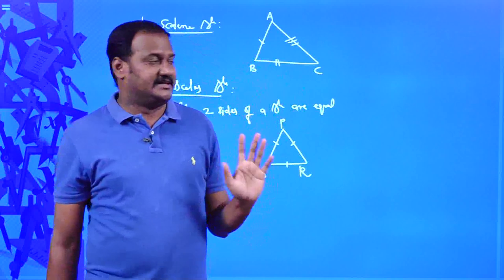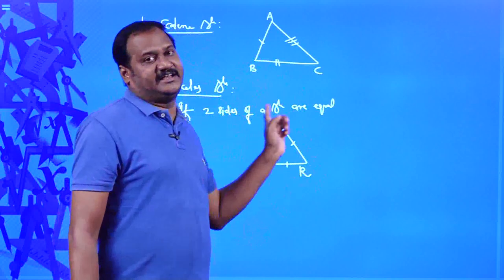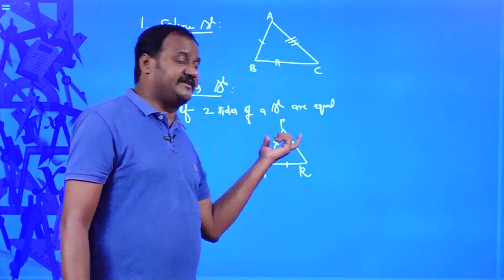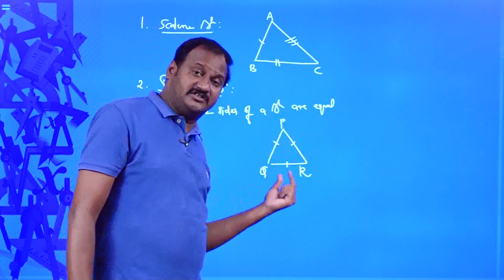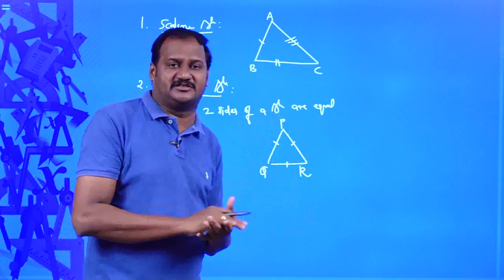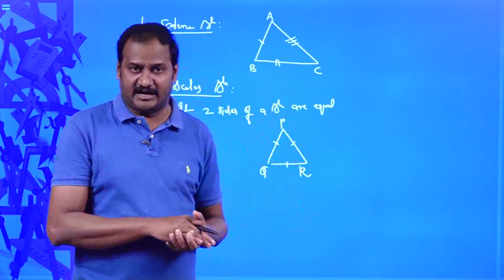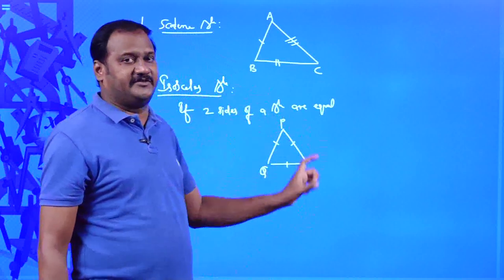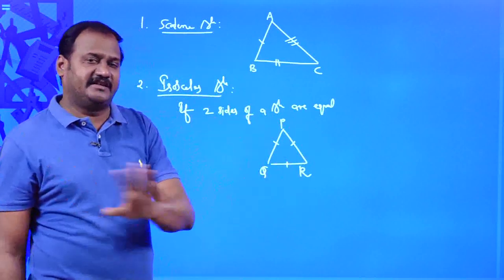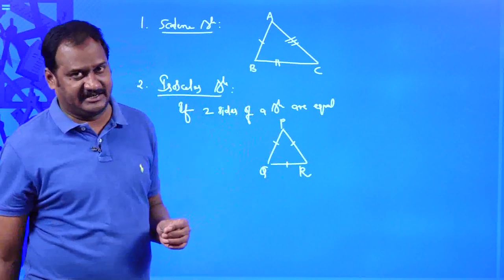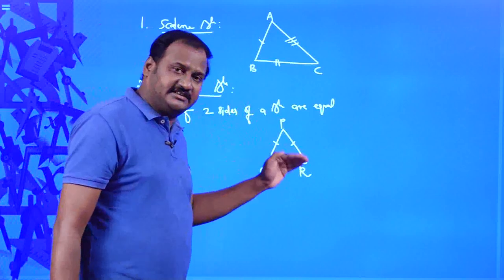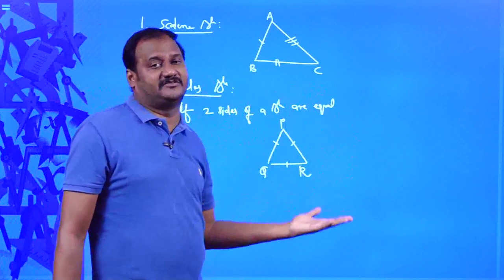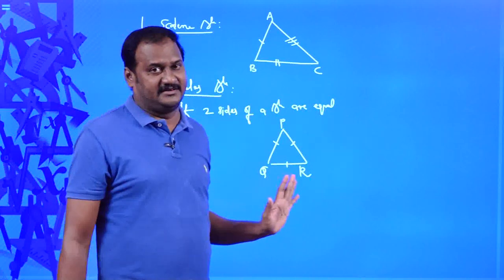Did you get my point? See, this triangle can be considered as an isosceles triangle because you can identify two sides which are equal. And what about the third side? Maybe equal, maybe not equal to the other sides. See, you can find out PQ is equal to PR. If you identify one pair of sides are equal, that's enough to say that the triangle is an isosceles triangle. What about the third side? The third side may be equal to them or may not be equal to them. That does not matter. Did you get my point?